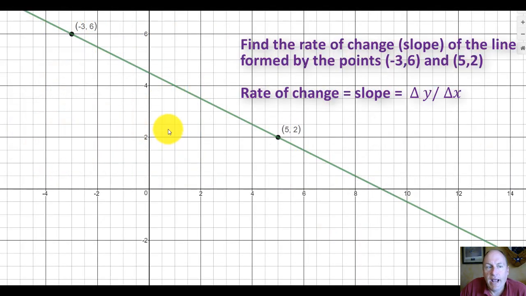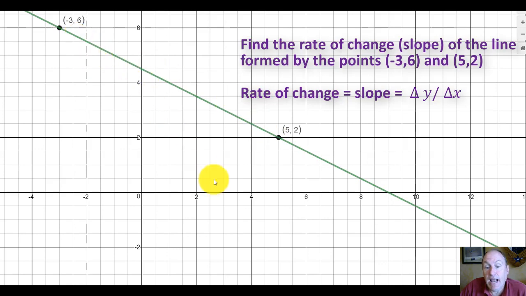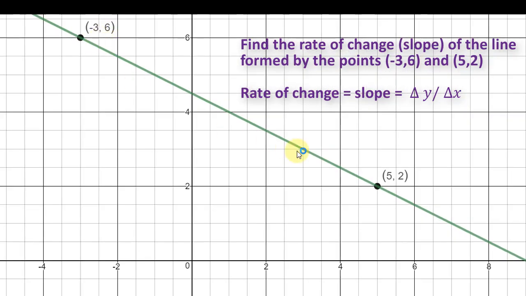So let's take a look at how you find the rate of change or slope of a line given 2 points on the line in XY coordinate space. Now we're dealing with the dependent variable being y and the independent variable being x. And so let's say we're given 2 points, (-3, 6) over here in quadrant 2 and (5, 2) over here in quadrant 1. And we want to find the slope of the line formed between those 2 points. So the way we're going to do that is by finding the change in the y coordinates divided by the change in the x coordinates.